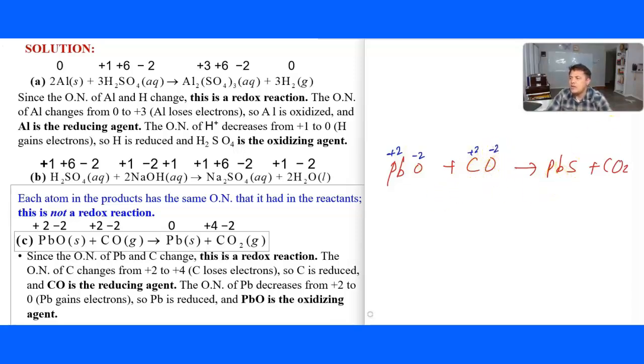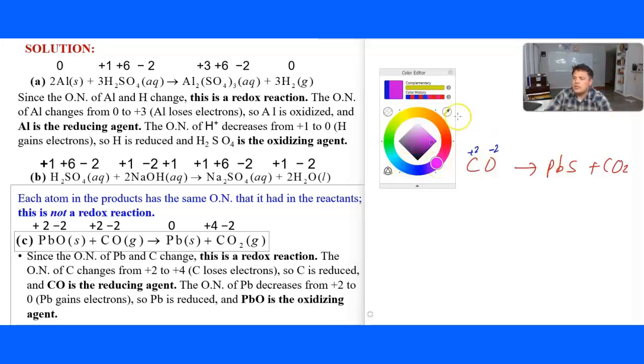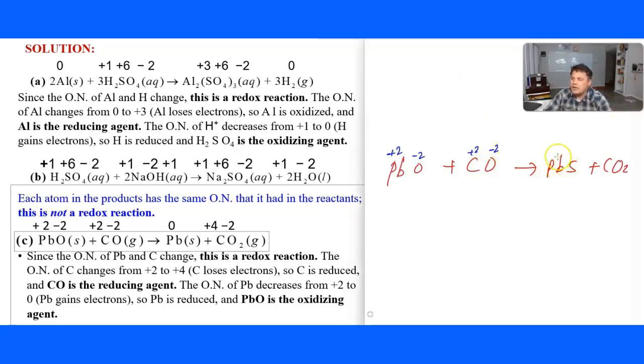Now let's go to the other side. Pb is 0 here because Pb is just the solid, it's the element. Let me write clearly. Pb is now the solid, and this is S. This is the metal, that's why it is 0. Carbon has +4 here and oxygen has -2 here.